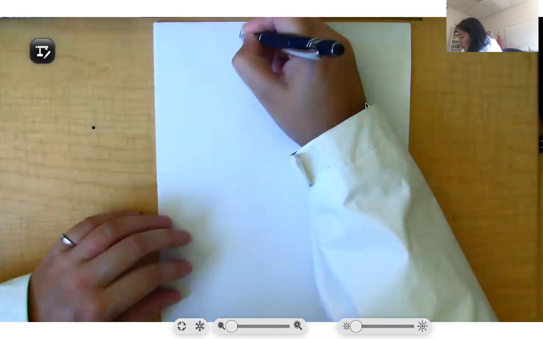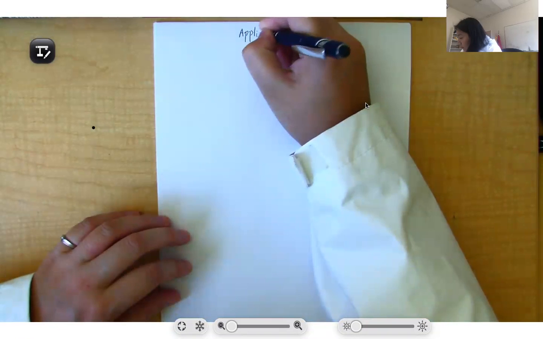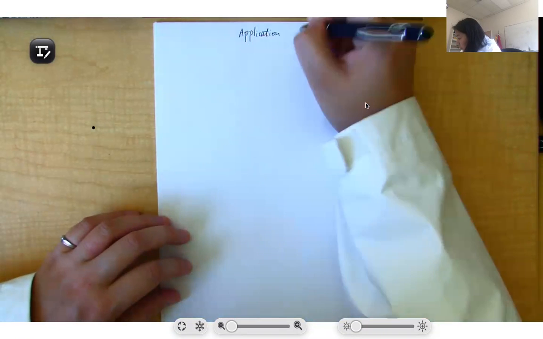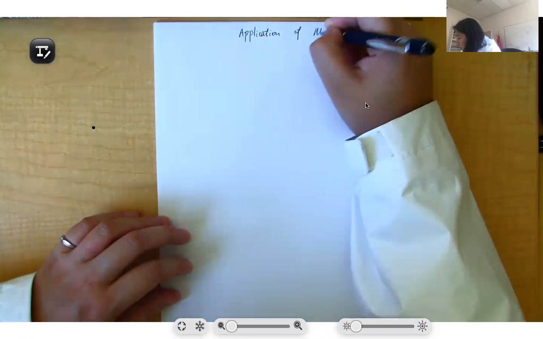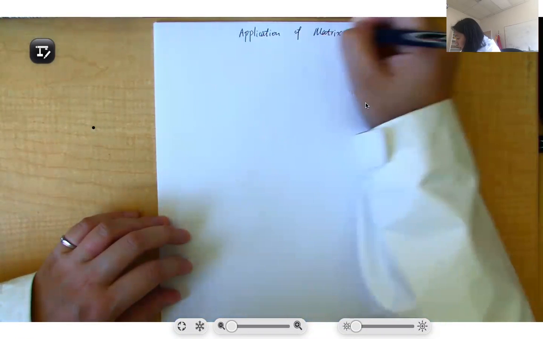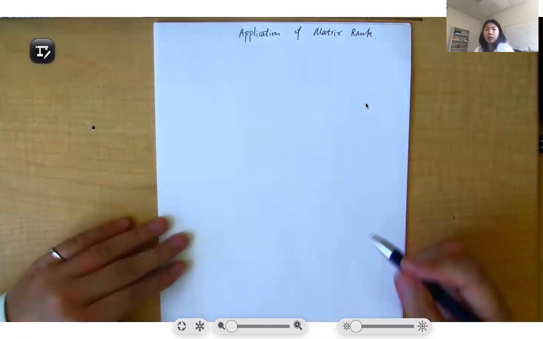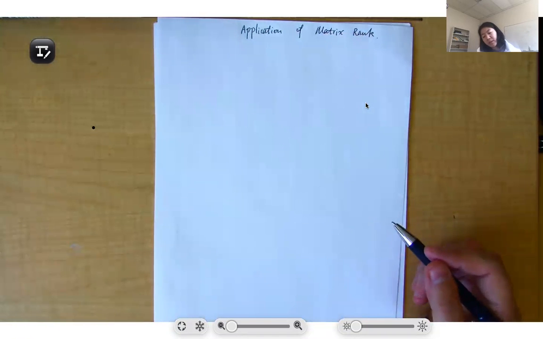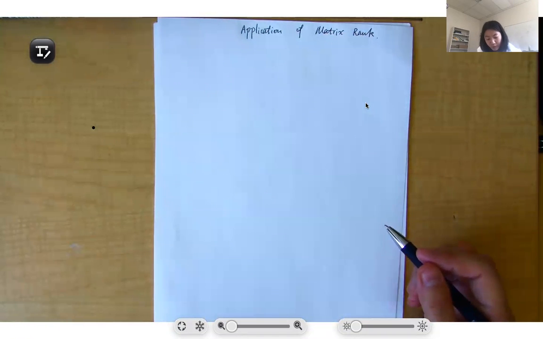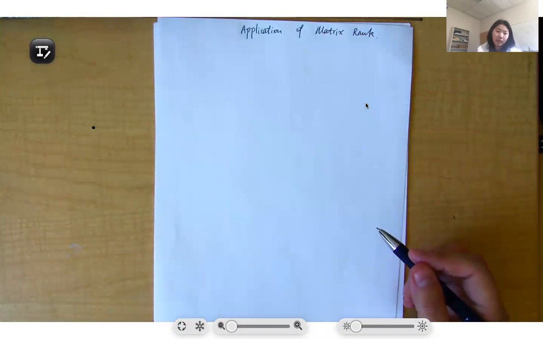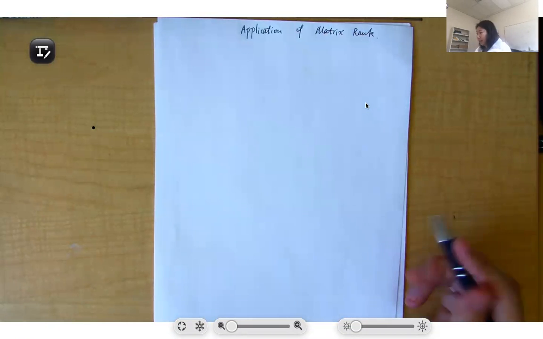Now we will talk about the application of the rank of the matrix. So we will make two examples, for a homogeneous equation and a non-homogeneous equation. Let's see how we can use the rank to see the solution set of those equations.